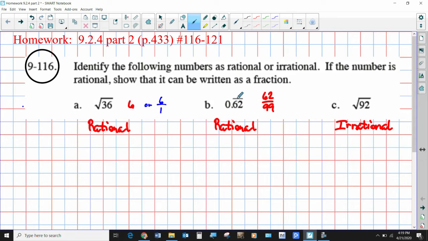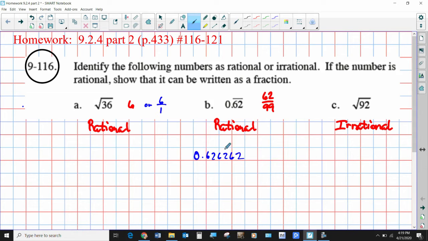0.62 repeated literally means 0.626262, and we had learned that rational numbers can be written as either terminating decimals or repeating decimals, which both can be converted into fractions with integers in the numerator and denominator. So in the lesson, we had learned that 0.62 repeated is like 62 over 99.